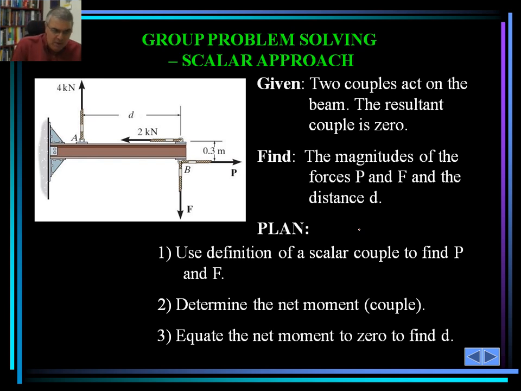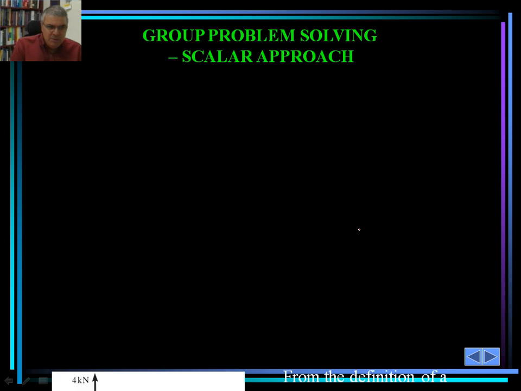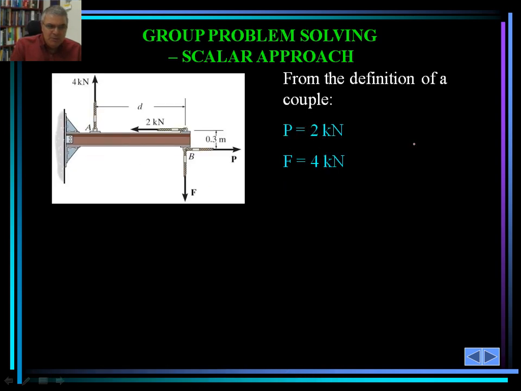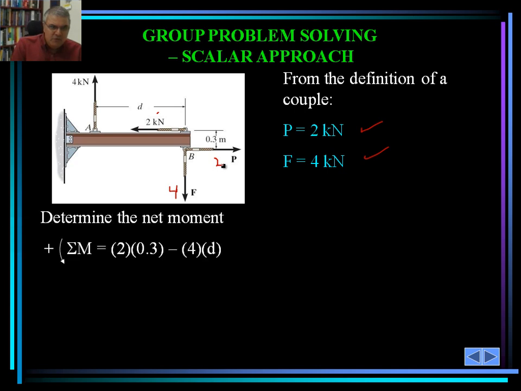So use the definition of a scalar couple to find P and F. We would determine the net moment, and then we would equate the net moment to 0 to find d. Let's get to it. From the definition of a couple, P is 2 kilonewton and F is 4 kilonewton. Knowing this 4 up here, I should be able to find that. And since they're a couple, if this force here is 2 kilonewton, this would be 2.